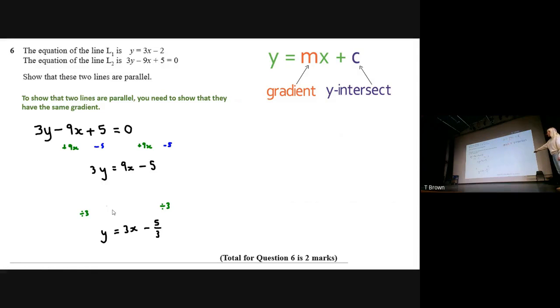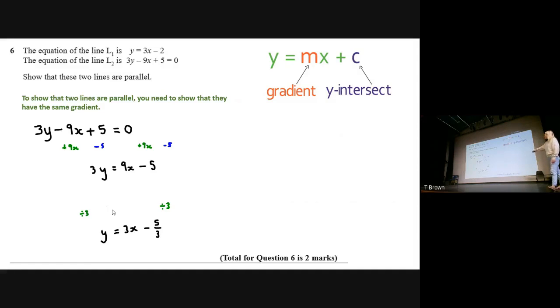So I've done that divided by 3 is y, 9x divided by 3 is 3x, and 5 divided by 3, we love this in maths, it's just a little trick. I don't want to do 5 divided by 3, so I'm just going to write a little fraction. Just say it's divided by 3 and put it on the bottom. And now, hopefully you can see that this line also has a gradient of 3.